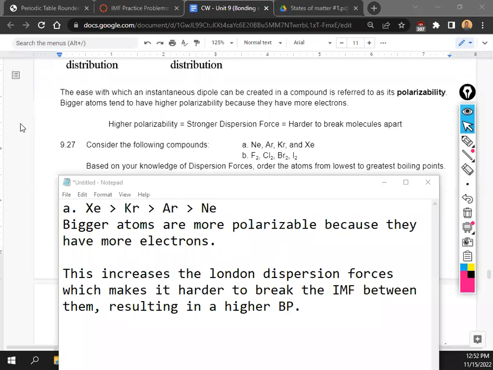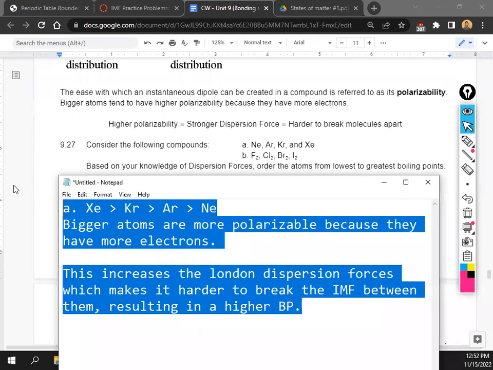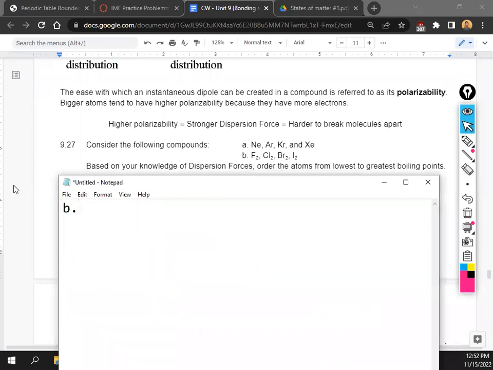Okay, so for part B, let's just start by putting in the order. Since I was informed earlier that it's lowest to greatest, which one has the lowest boiling point? Yeah, F2 will have the lowest, and then what is the one right after that? Yeah, Cl2, and then you guys kind of get the point, right?